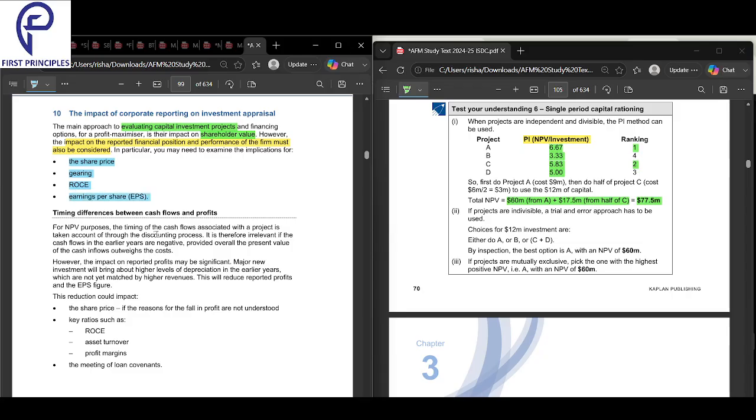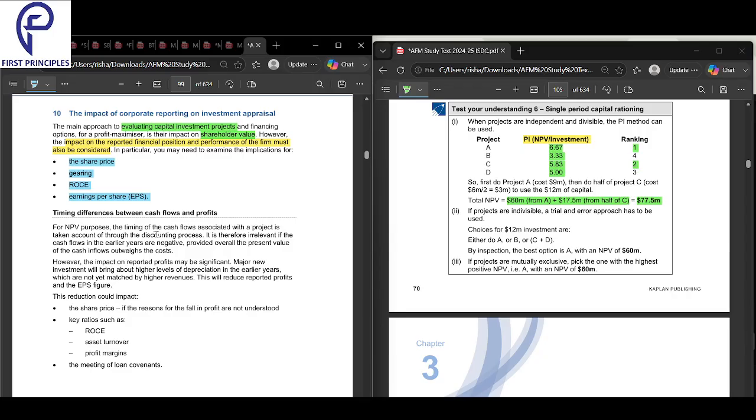Okay, so the main approach to evaluating capital investment projects and financing options for a profit maximizer is their impact on shareholder value, first thing. However, the impact on the reported financial position and performance of the firm must also be considered. You should also consider not only the impact on shareholder value, but what it's doing for the firm. Hence, you need to examine the implications for the share price, gearing, ROC, EPS. Right? You have four things to check.